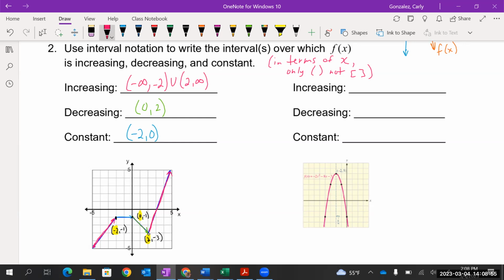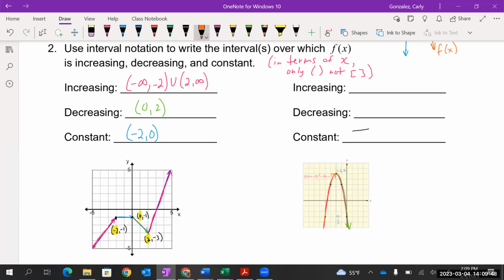Next one. So now we're given f of x is a parabola, in this case, opening downward. And we want to see, where is it increasing? So here, as I'm moving left to right, I'll trace this function. As I'm moving left to right, here, notice I'm moving upward. So that section is increasing. And then if I keep going, now as I move left to right, I'm now going downward. So that section will be decreasing. And nowhere is it flat, so there's none that will be constant.